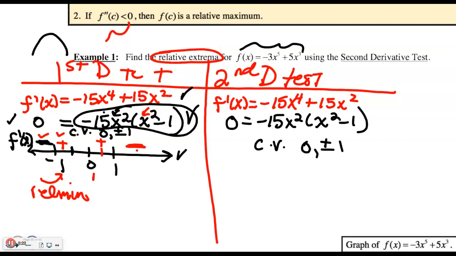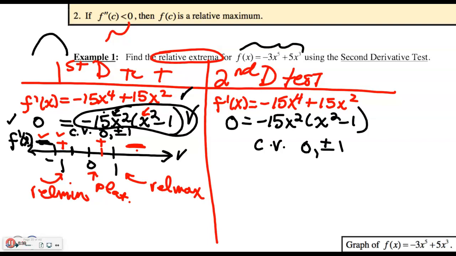So this one right here, we would classify as like a plateau. There was a critical value, but there was no change in increasing to decreasing status. This guy right here would be the location of a rel max. That's from earlier this week or last week, right?